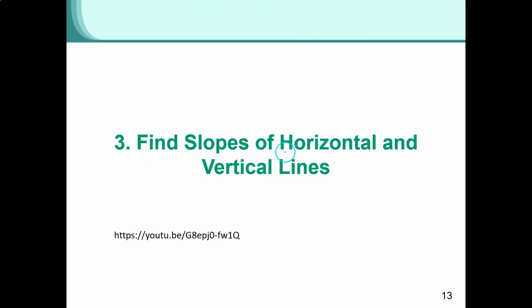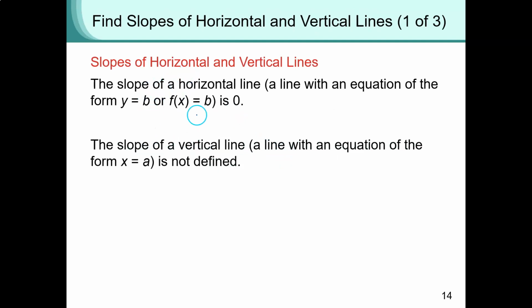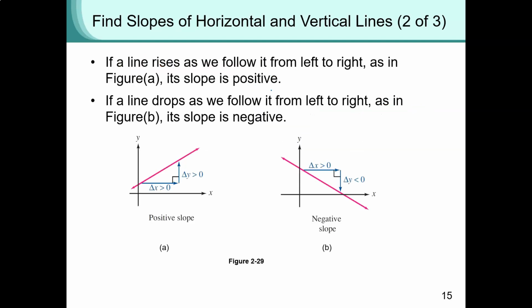Find the slope of the horizontal line and the vertical line. Earlier I mentioned this one already. When you have a horizontal line, the slope is 0. That's all you need to know. The vertical line has no slope, or undefined slope. And that's it. That's all you need to know.